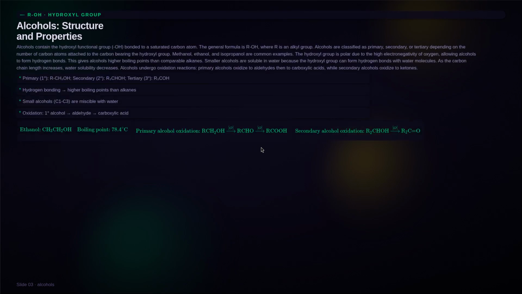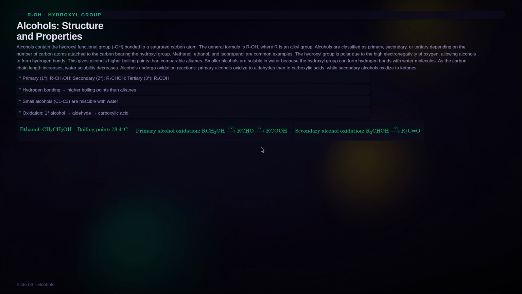Alcohols contain the hydroxyl functional group OH bonded to a saturated carbon atom. The general formula is ROH, where R is an alkyl group. Alcohols are classified as primary, secondary, or tertiary depending on the number of carbon atoms attached to the carbon bearing the hydroxyl group. Methanol, ethanol, and isopropanol are common examples.